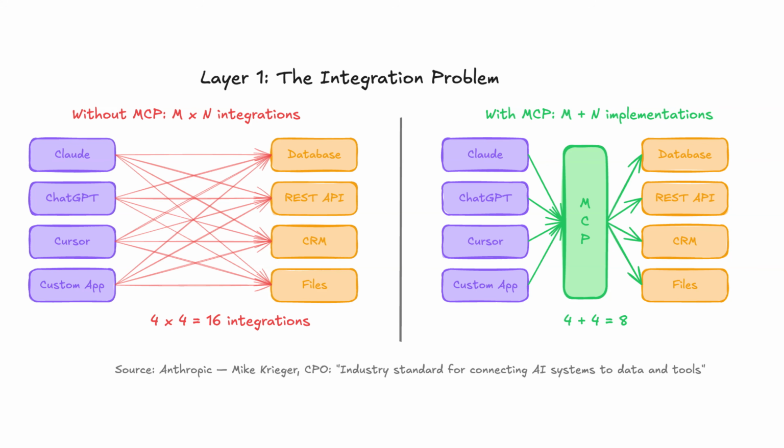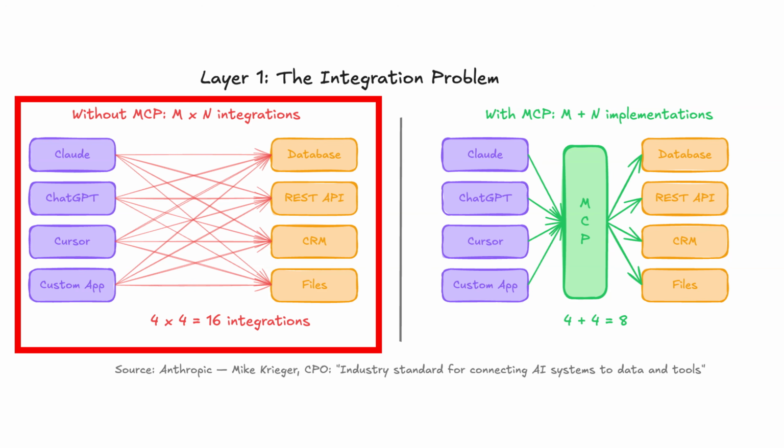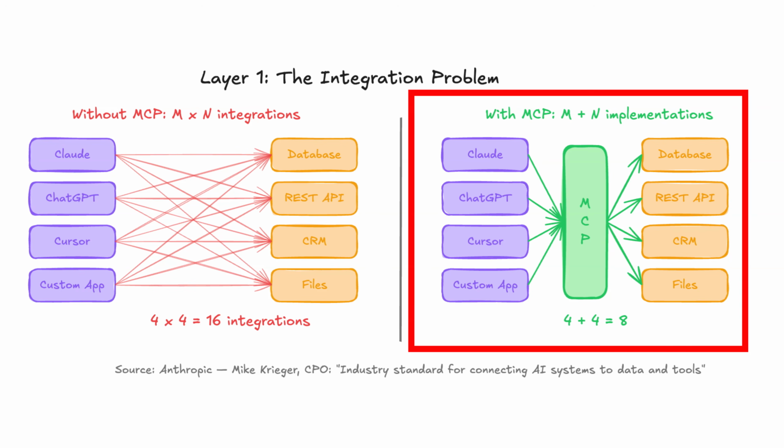Okay, so let's talk about layer one, which is the data source layer. This is where the agent connects to the outside world. And the biggest story here is probably MCP, or Model Context Protocol, which was launched by Anthropic in November 2024. The idea was that instead of building a custom integration for every data source, you build one MCP server and any compatible client can use it.